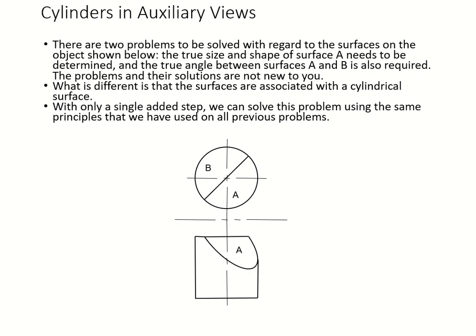Alright, so next one we're going to deal with the auxiliary projection to cylinders. Let's see this principle. We're going to deal with it first as a true size and shape, surface A. Then you have two surfaces A and B and your line of intersection right there. So we're also dealing with the angle in between them.